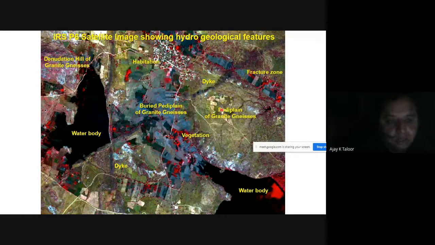Remote sensing data also helps us know about the geological features, various kinds of rocks, vegetation, water bodies, and even agriculture, crop health, and agricultural crop patterns we are able to determine from remote sensing. Next, please.